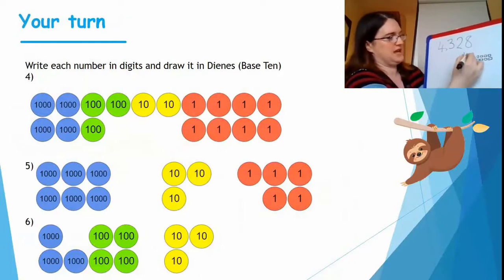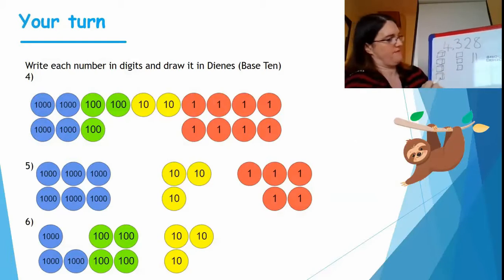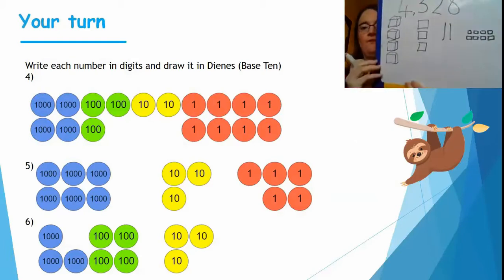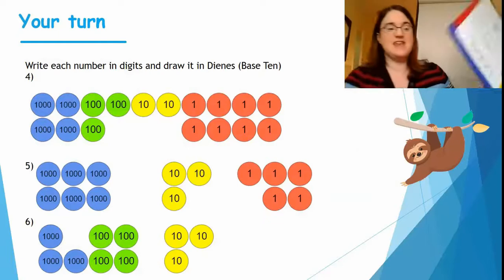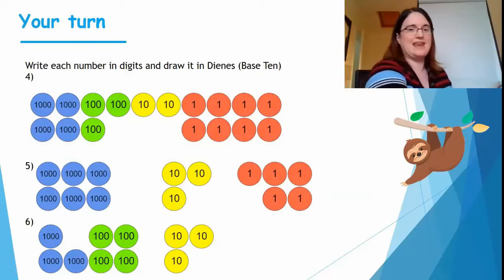Then I should have 2 sticks for my tens. Then I should have 3 squares for my hundreds. And I should have 4 cubes for my thousands. And that's what that one looks like in base 10. Can you see that? Okay, the next one, number 5, the number you should have written. Okay, let's have a look at it.